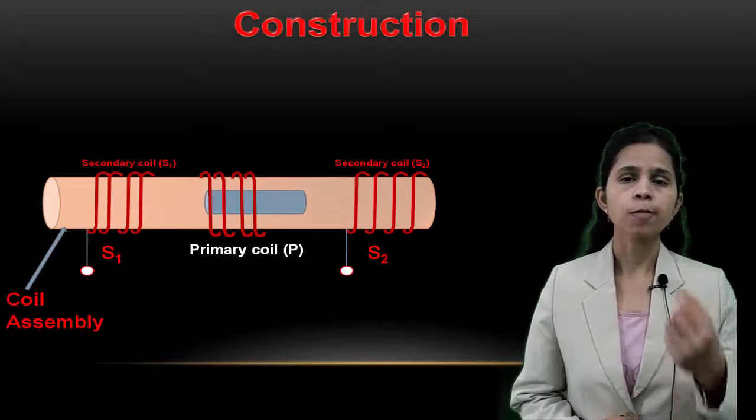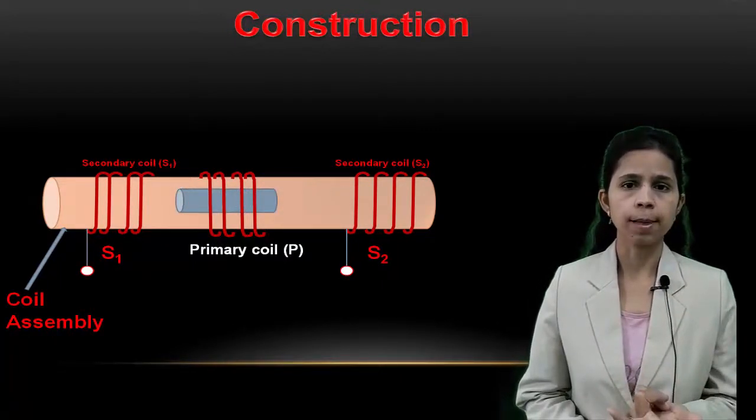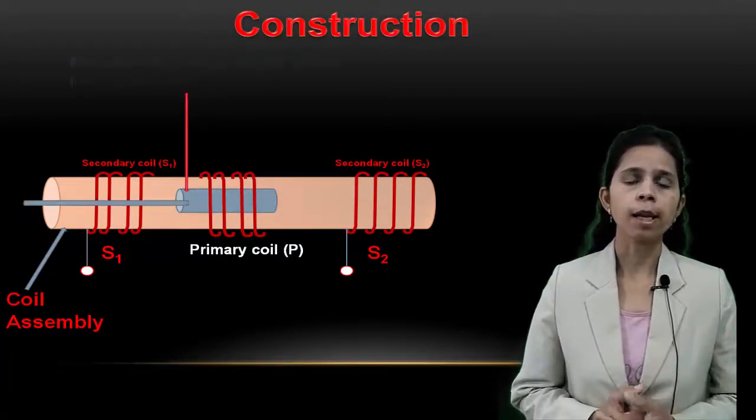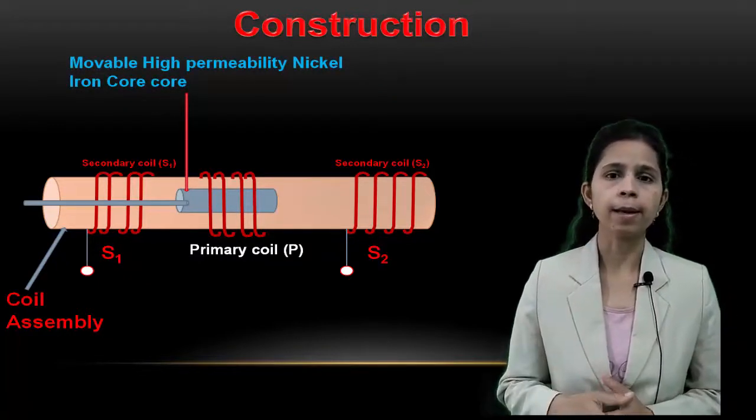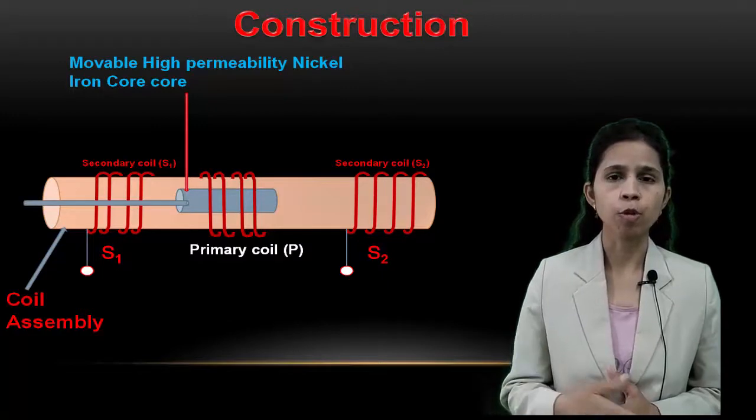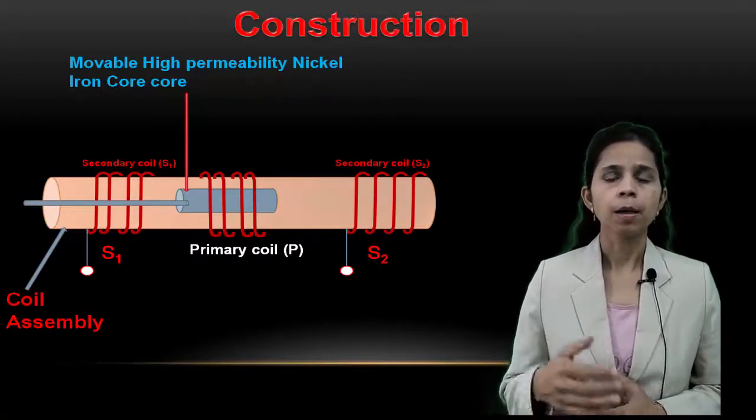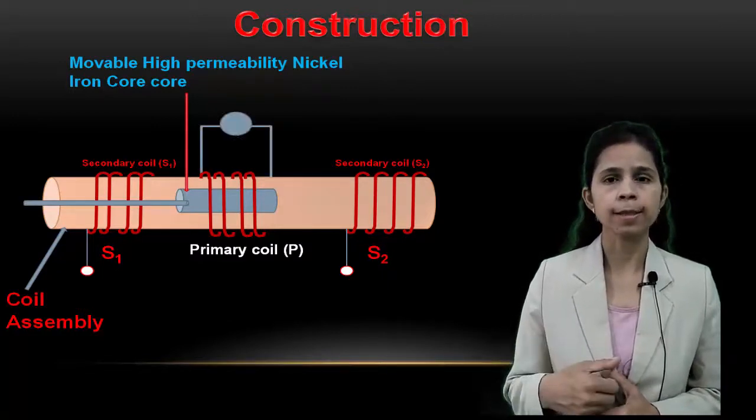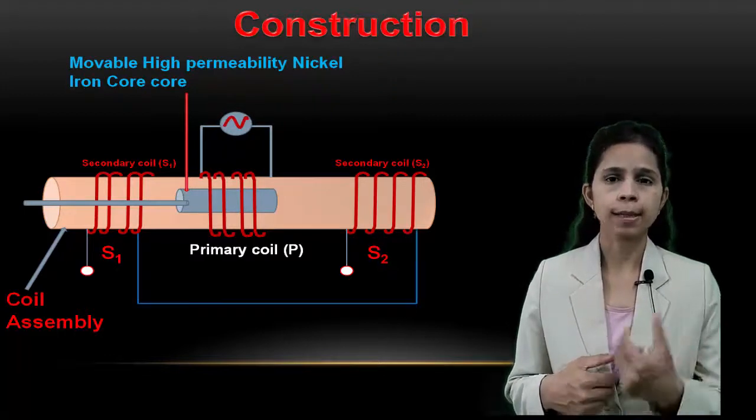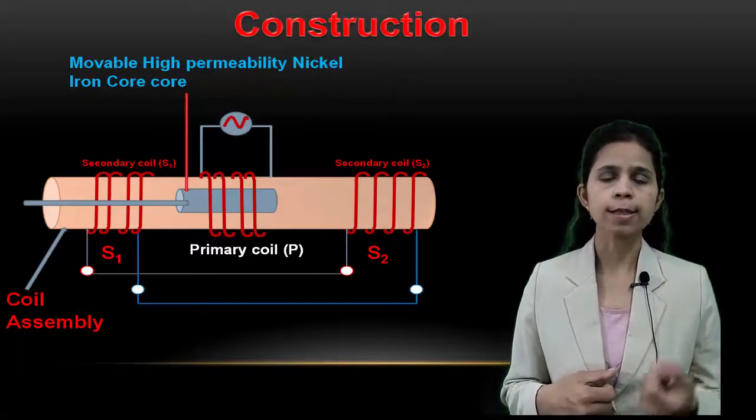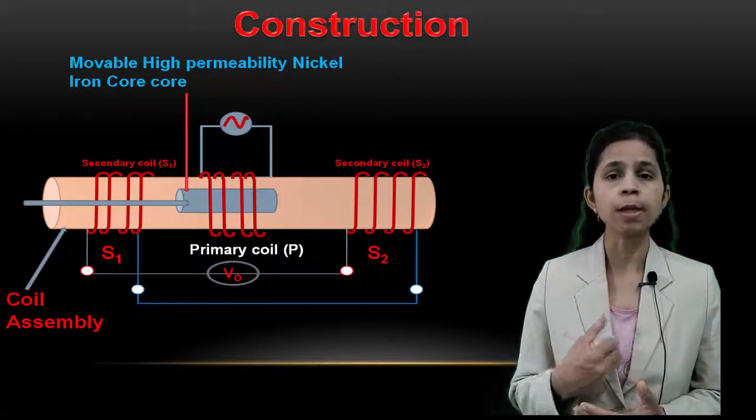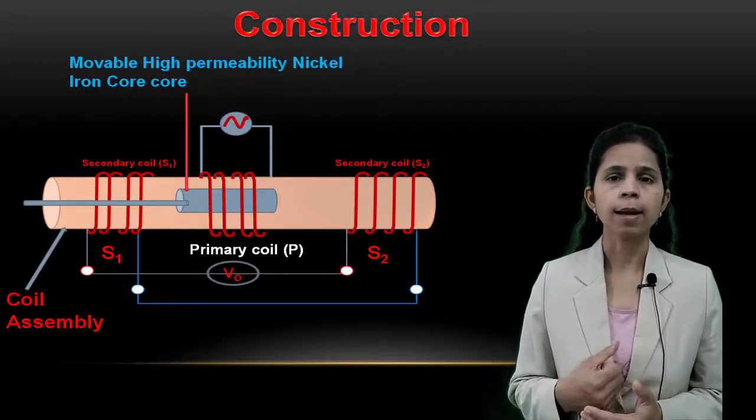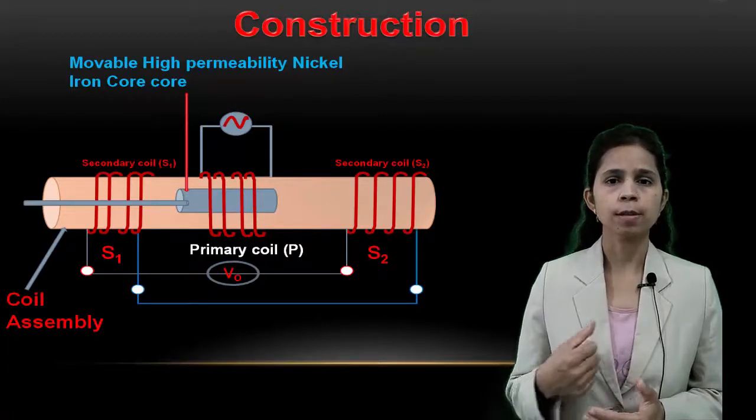The core is free to move inside the coil assembly. The core is made up of highly permeable magnetic material. The core is coupled mechanically to the object whose motion is being measured. The primary is connected to a suitable AC source. When the core is at center, the induced voltages E1 and E2 in the secondary coils S1 and S2 will be equal and opposite, so they cancel out each other and the net output voltage V0 is 0.